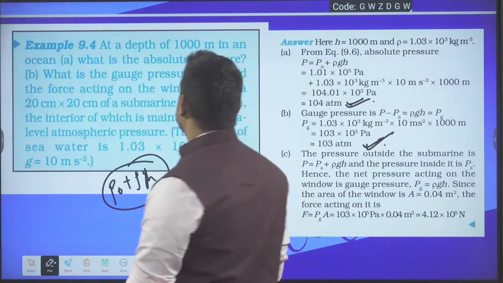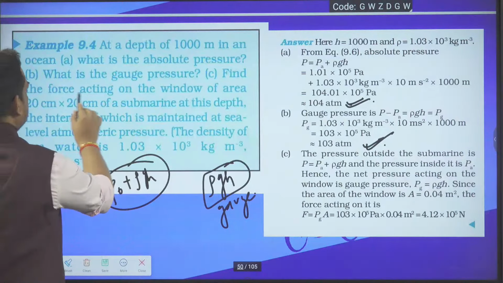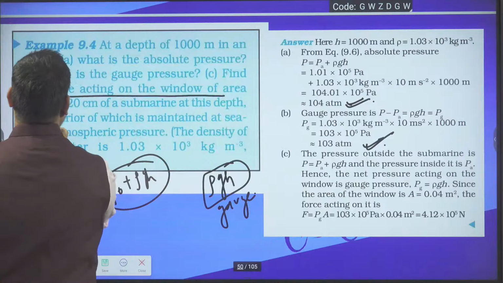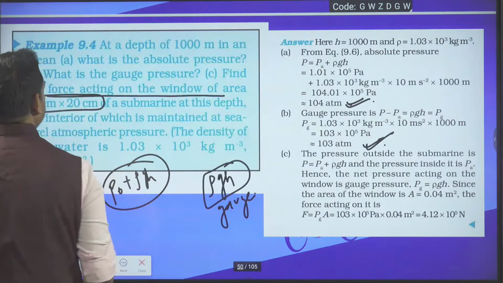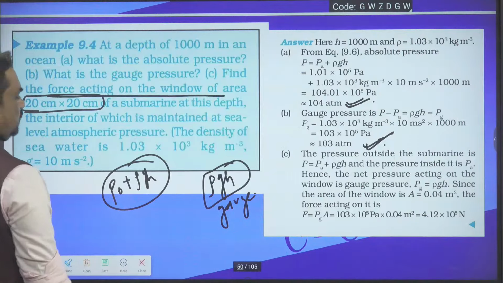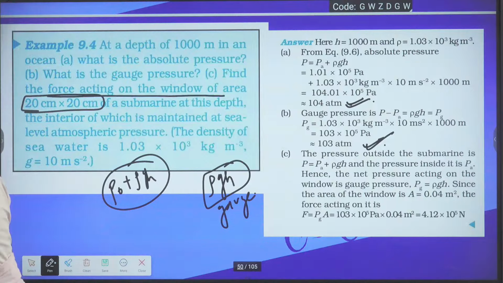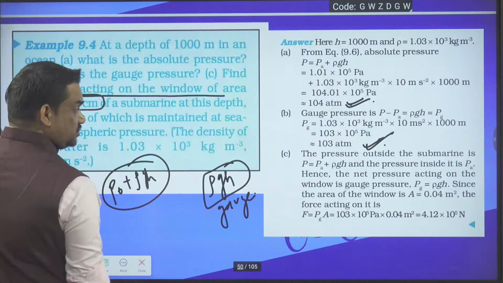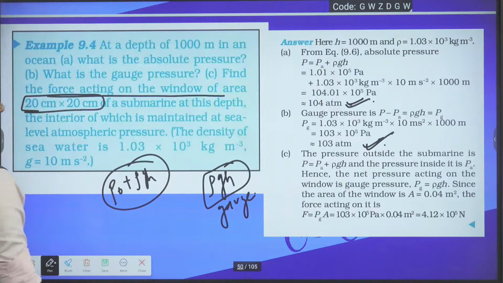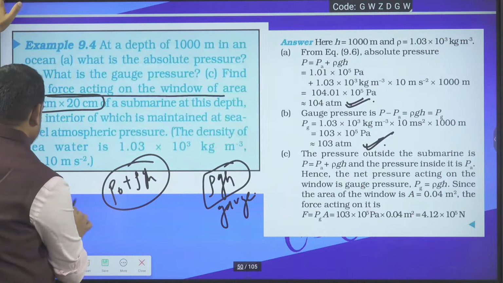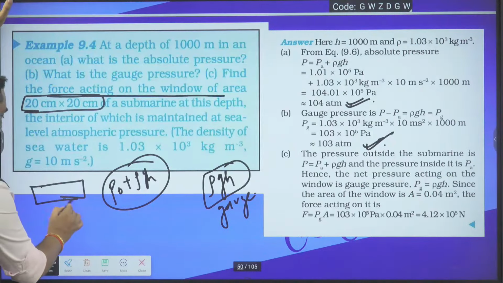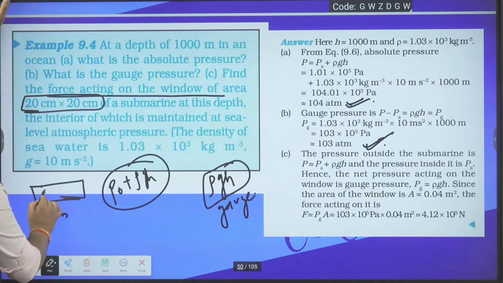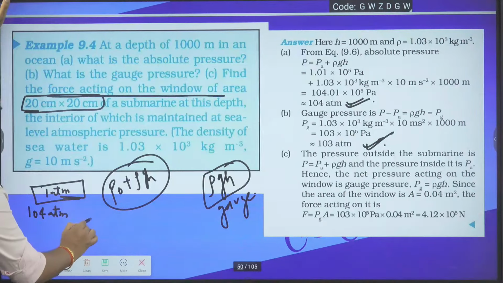Then they are asking about the force acting on the window of the submarine, with the area given here. What are the forces acting? We can say total pressure. So what is the pressure inside and outside the submarine? Suppose this is the submarine here. Outside pressure is 104 atm. Inside pressure is 1 atm. So what is the pressure difference basically?